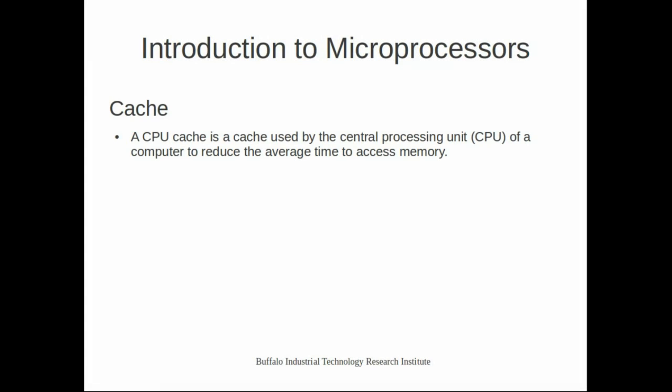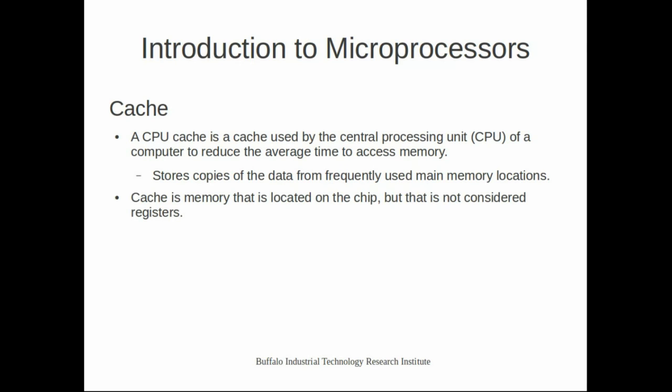CPU cache is used by the processor to reduce the average time to access memory. Copies of data from frequently used places are stored in the cache. Cache memory is located on the chip, but it is not a register. Since it is on the processor, data can be made to appear in a few cycles compared to the external memory, which takes many cycles to get the data.